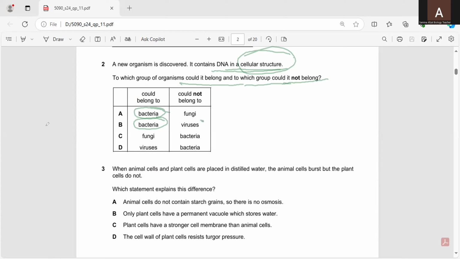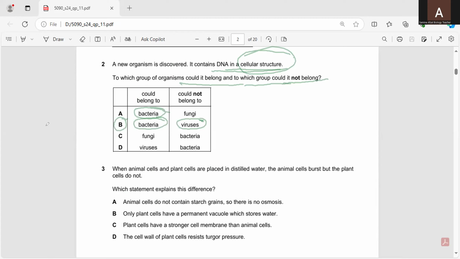Whereas the viruses, they don't have the cellular structure. So in this way, the answer can be B. Because it has cellular structure with DNA, it could belong to bacteria. And viruses don't have the cellular structure, so it could not belong to the virus. So the answer is B.